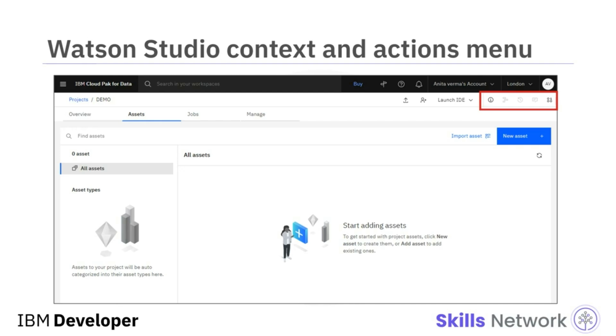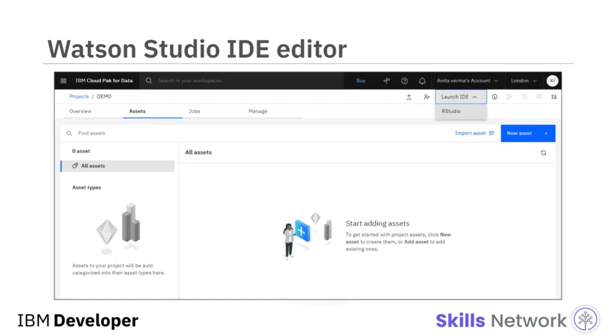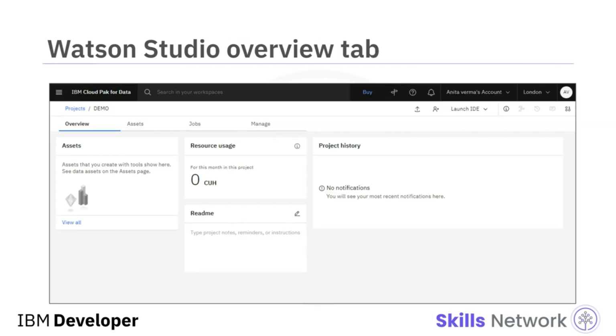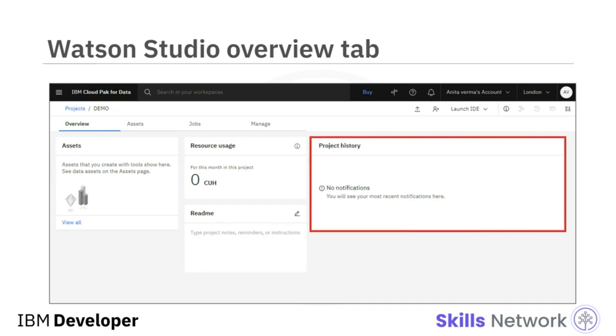Use the Context Information and Actions menu from anywhere in the project to view project information or load data files as assets. The RStudio Integrated Development Environment, or IDE, is included with IBM Watson Studio, so you can use R notebooks and scripts in your projects. Launch RStudio from the Launch IDE menu after you create a project. The Overview page keeps you up to date with recent assets you created, the resource usage of the project, a README for your project description, and a project history.